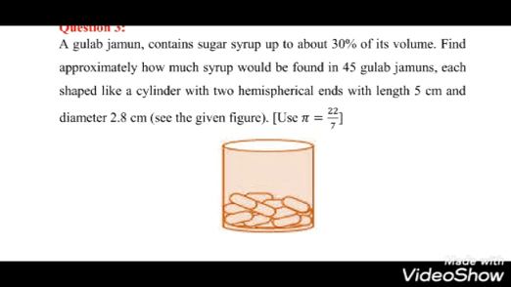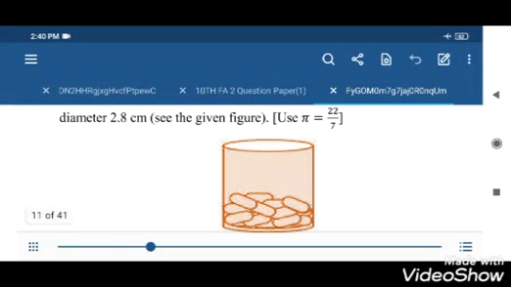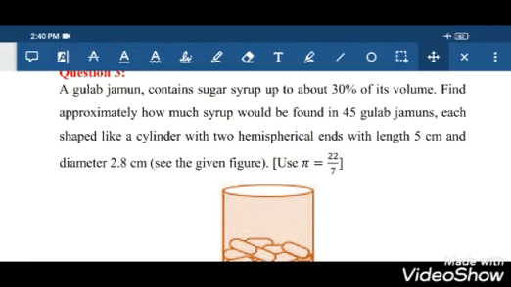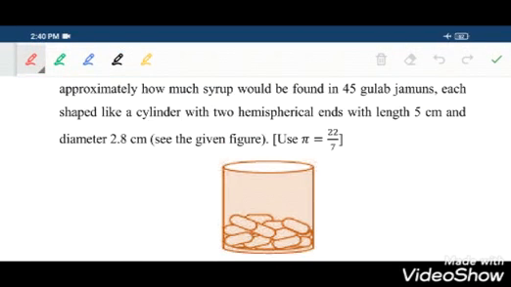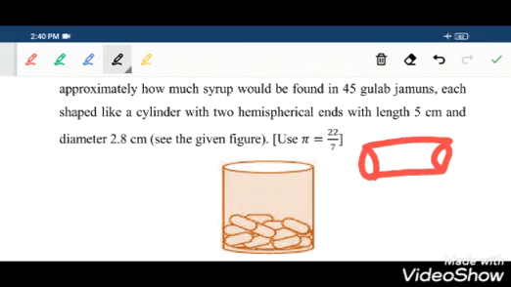First, we need to know the shape of the gulab jamun. Already it shows a cylinder mounted with a hemisphere. Okay, cylinder mounted with hemisphere. So this is the form: a cylinder mounted with the hemisphere.